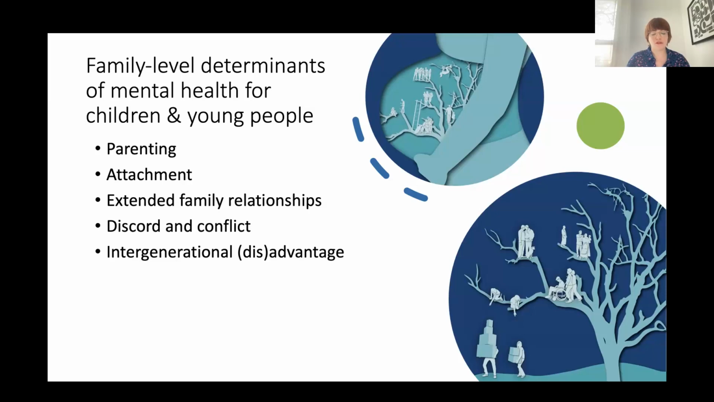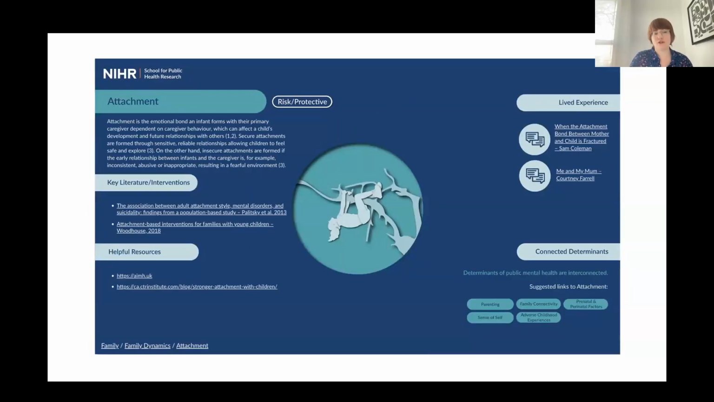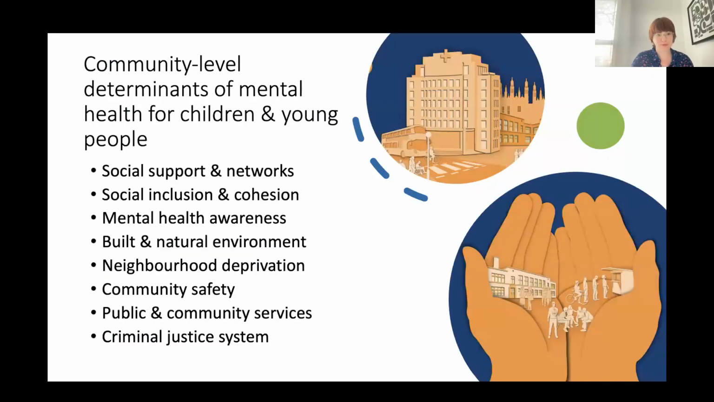So when you think about the importance of family dynamics and family level factors like parenting or attachment or family relationships, these may be very different and they may be shaping the mental health of children and young people in a quite distinct way from what we see for the adults. So again, looking at the family level in more detail, you can explore attachment or parenting and look at some of the resources there.